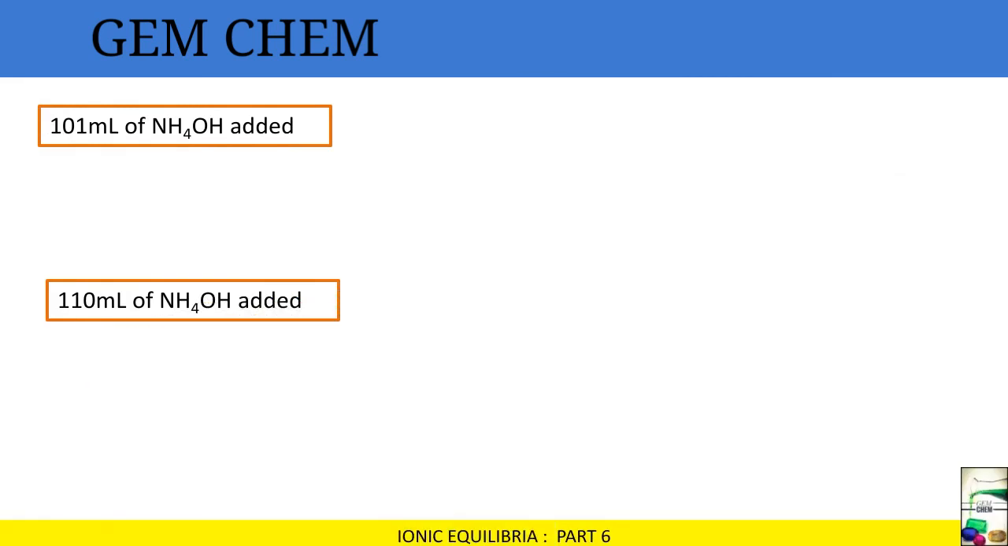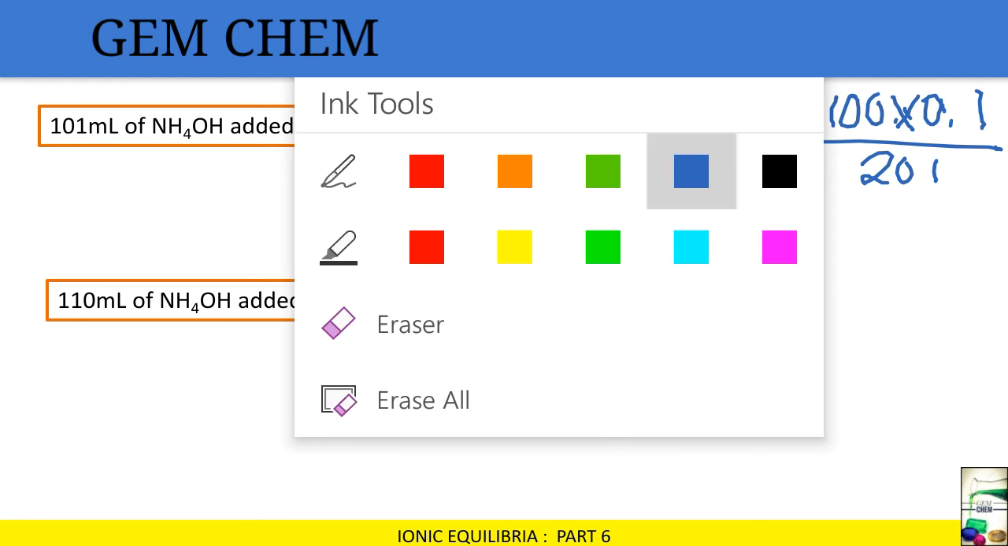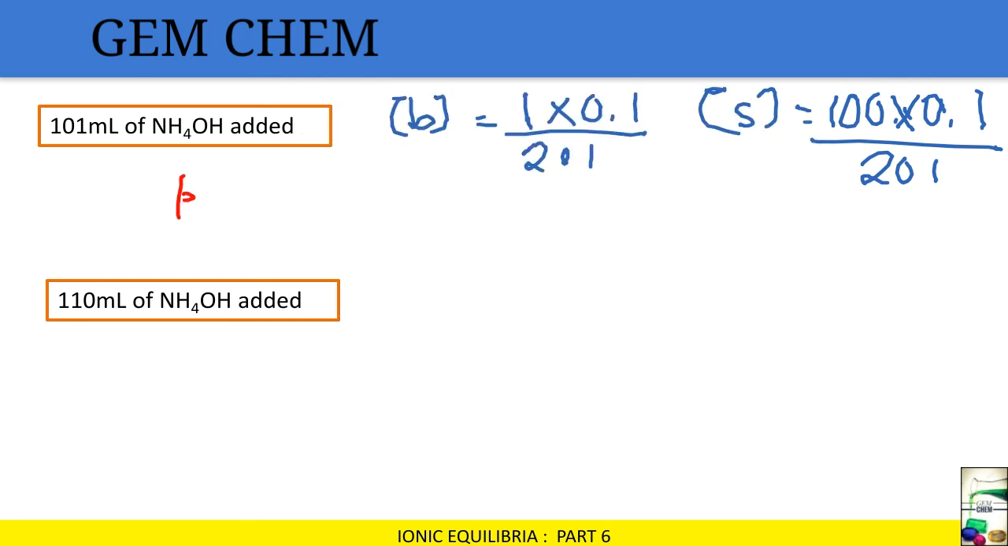Now we will go for the last two solutions. For 101 ml, the concentration of base is 1 into 0.1 divided by 201, and the concentration of salt remains fixed, that is 100 into 0.1 divided by the total volume, that is 201. Just the total volume is changing, but the ml remains the same because no more salt formation occurs. Now see, pH in this case comes to be 7.26. pOH is obtained to be 6.74, from which we obtain 7.26.